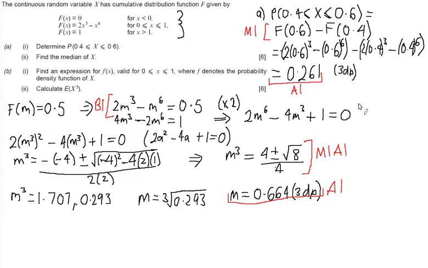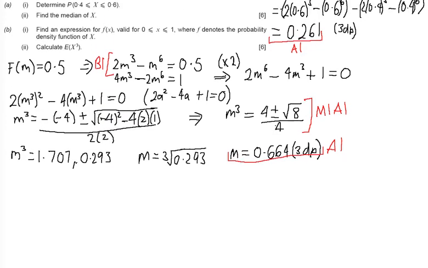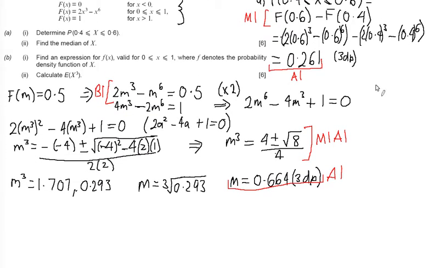Okay, so let's have a look at part B. Part B says find an expression for f of x valid for 0 less than or equal to x less than or equal to 1, where f denotes the probability density function of x. So what I want to do is find the probability density function from the cumulative distribution function.